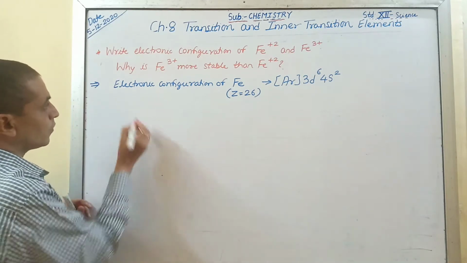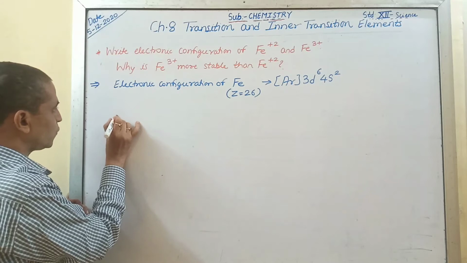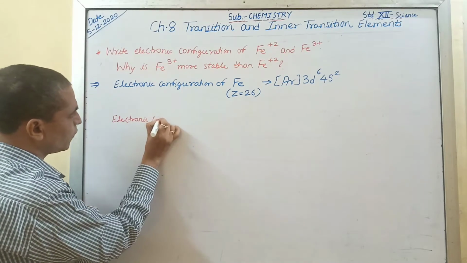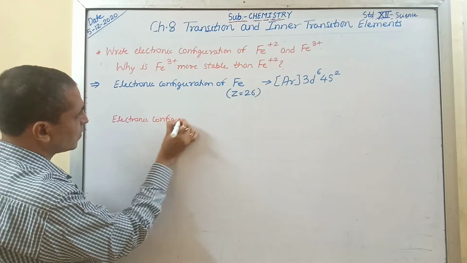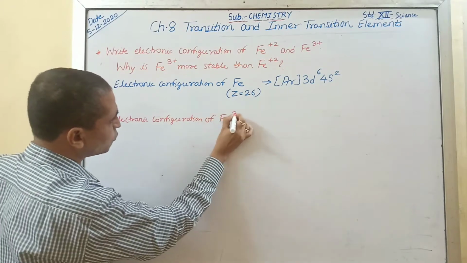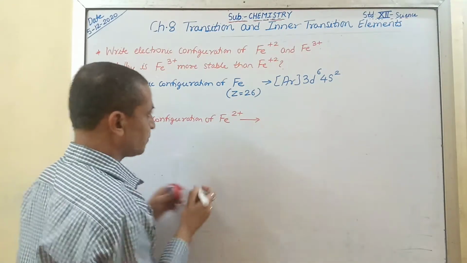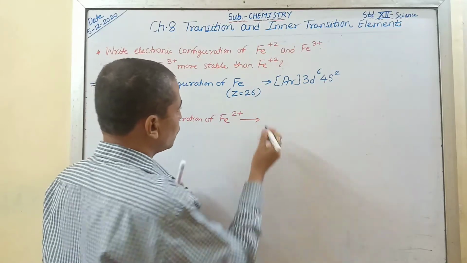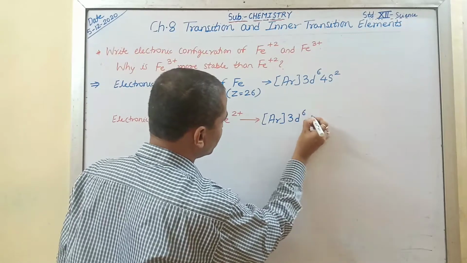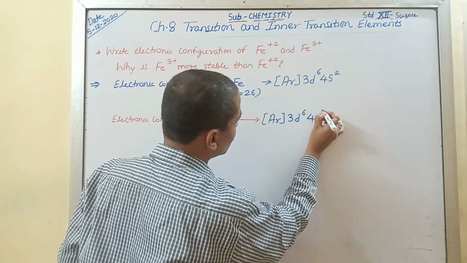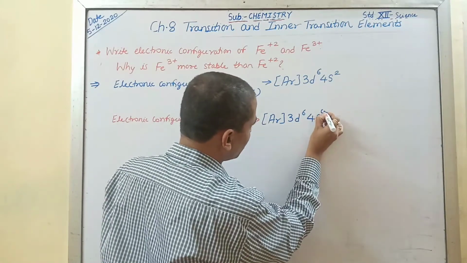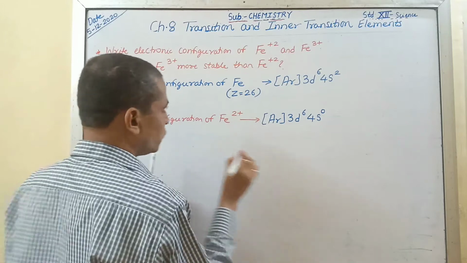So in order to write down the electronic configuration of Fe2+, here we have to remove 2 electrons. First we write down 3d6 4s2. So you remove these electrons from 4s2. Or for that, you remember one trick.